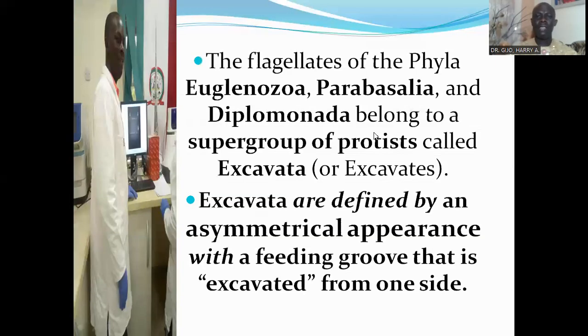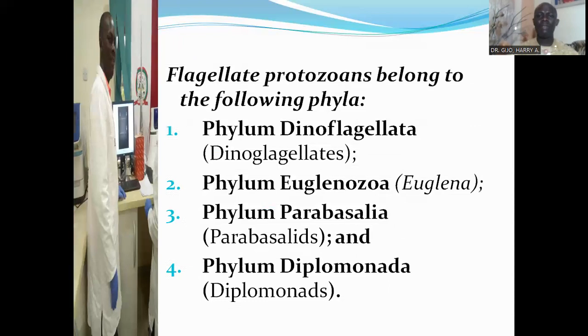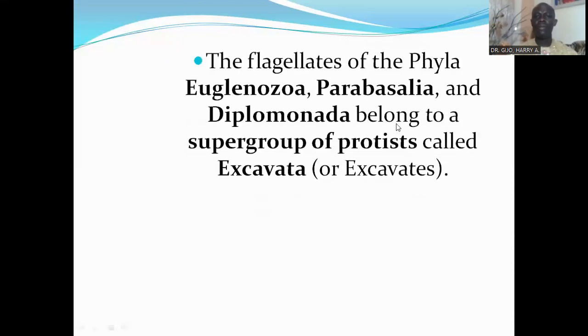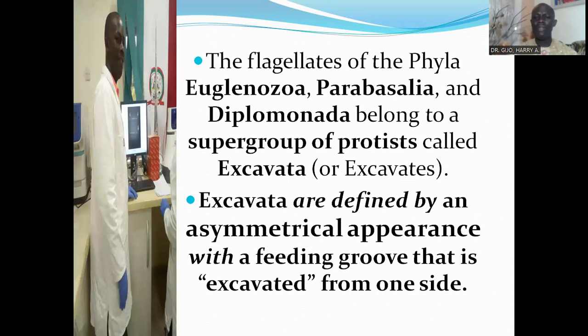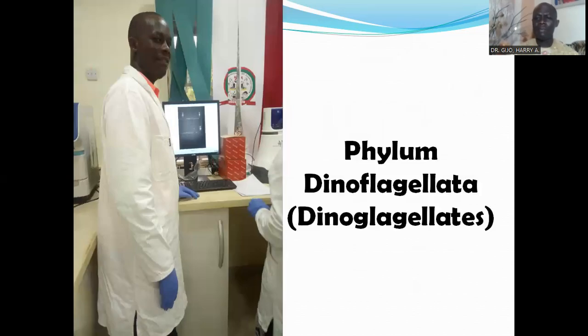So we want to look at the first phylum, which is the phylum Dinoflagellata. Now, before we look at the first phylum, Dinoflagellata, I want to look at one very important feature of these organisms. The phyla Euglenozoa, Parabasalia, and Diplomonada belong to a supergroup of protists called Excavata. They are called the excavates. Excavata are defined by an asymmetrical appearance with a feeding groove that is excavated from one side.